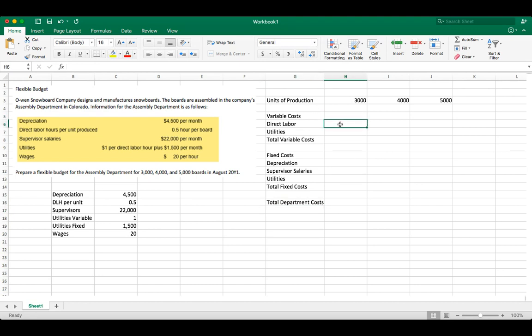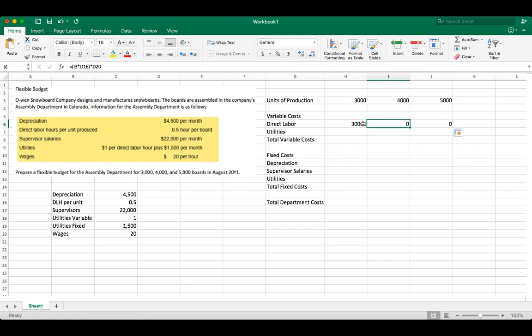So our direct labor is going to be equal to the number of units. Okay, so we've got a number of units. We're going to multiply that times the direct labor hours per unit, so 0.5. Okay, and I'm going to put that in parentheses. Once that is calculated, we're going to multiply that times the wages.